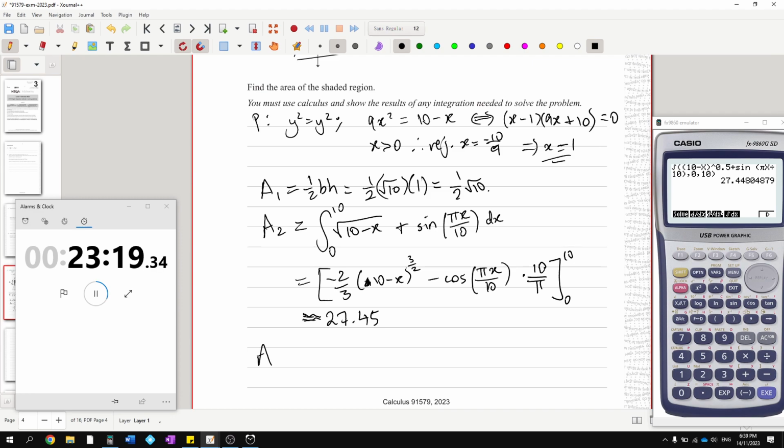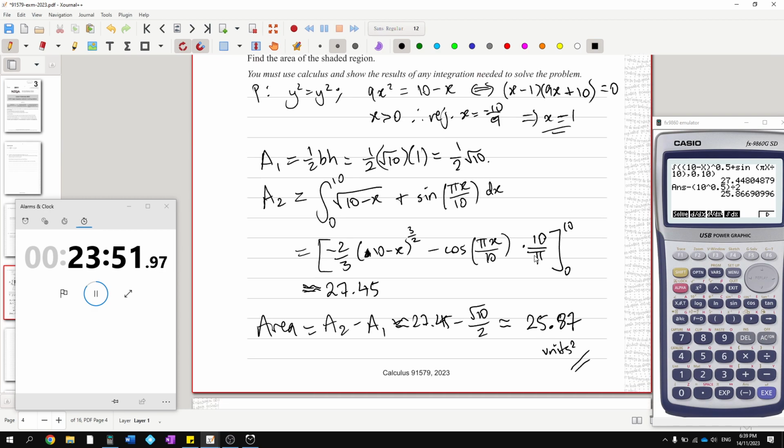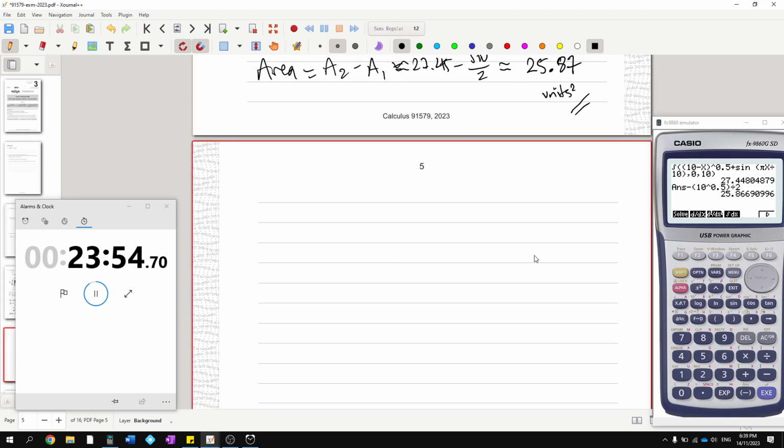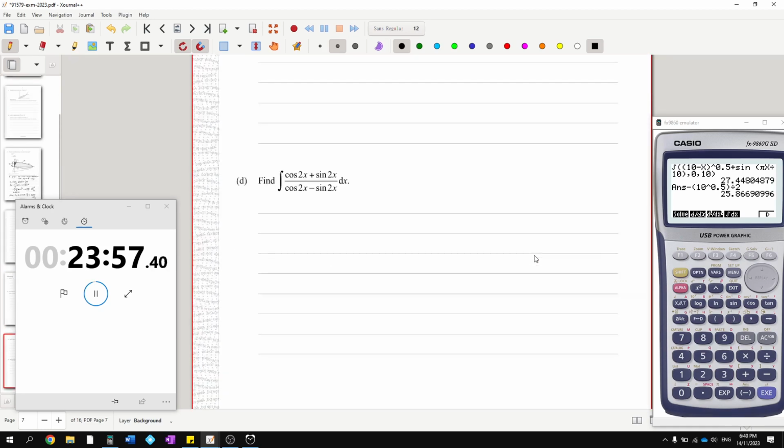Area equals A2 minus A1, approximately 27.45 minus root 10 over 2, approximately 25.87 units squared. Yeah, okay, I buy that. Yep. Next question.